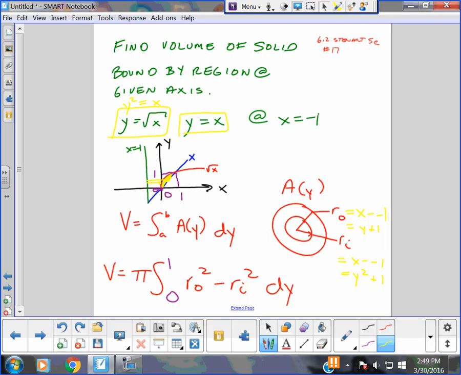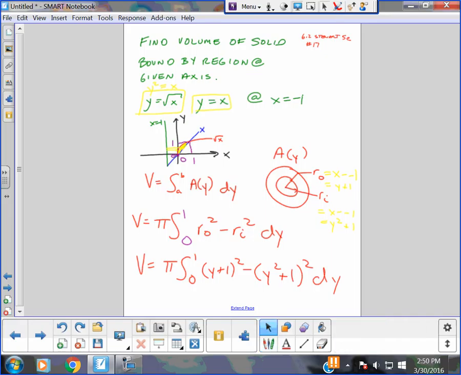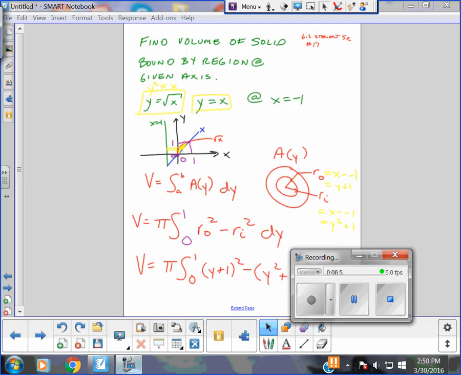This is a nice calculator problem, you guys agree? Now this would not be a bad one if it was on a hand section either, all right? Because R outside is just y plus 1 squared. R inside is just y squared plus 1 squared dy. You think about this. These are just binomials. They're not going to be that hard if you had to square them out. I'm going to pause the video. Let's try to type in the calculators, all right, and see if we can get an answer for this and know what the volume of this solid is. And I'll put the calculator up top.